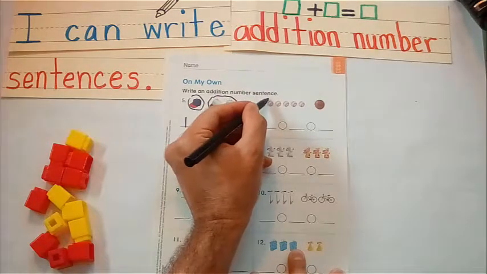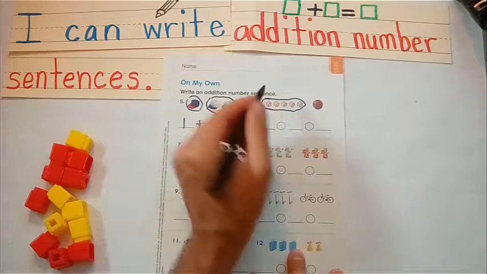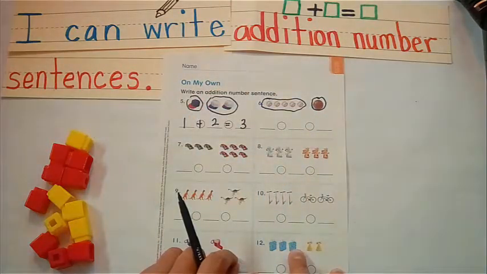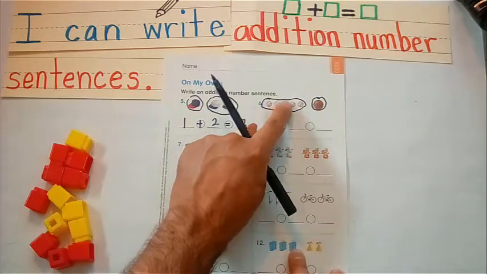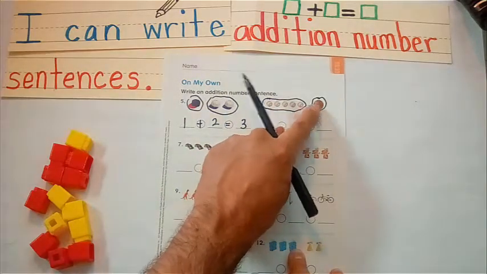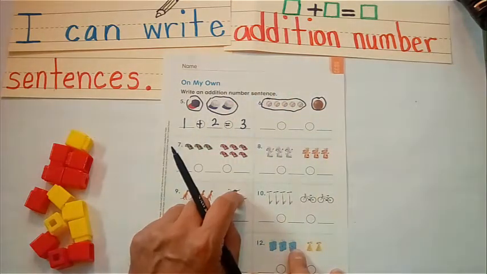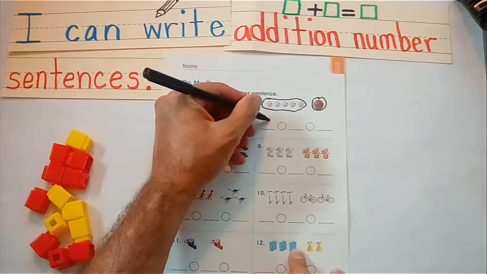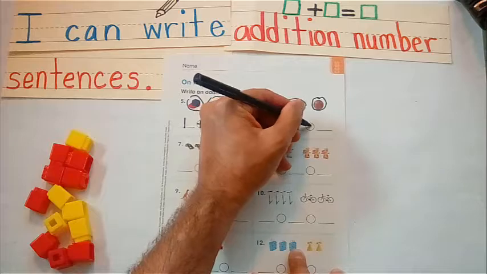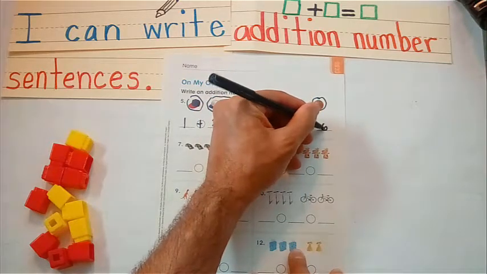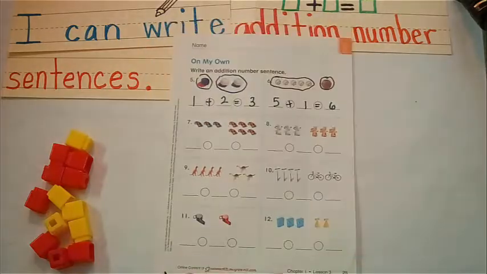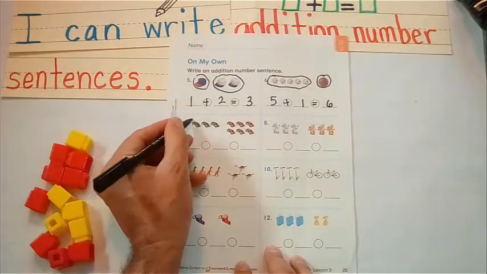How about here? I have one group right here, and I have another group right there. So let's circle that. Okay, so let's see. I have 1, 2, 3, 4, 5, and this is 1. So 5 plus 1 equals 6, correct. So let's write that. 5 plus 1 equals 6. Okay, great job.